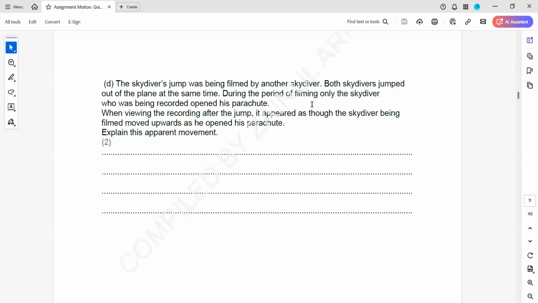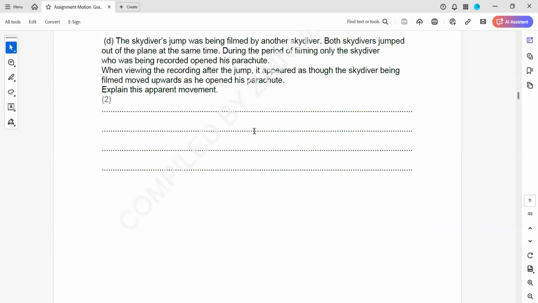Okay. The skydiver jump was being filmed by another skydiver. Both skydivers jump out of a plane at the same time. During the period of filming, only the skydiver who was being recorded opened his parachute. When viewing the recording after the jump, it appeared as though the skydiver being filmed moved upward as he opened his parachute. Explain this apparent movement. Look, this is not the actual movement, this is the apparent movement.